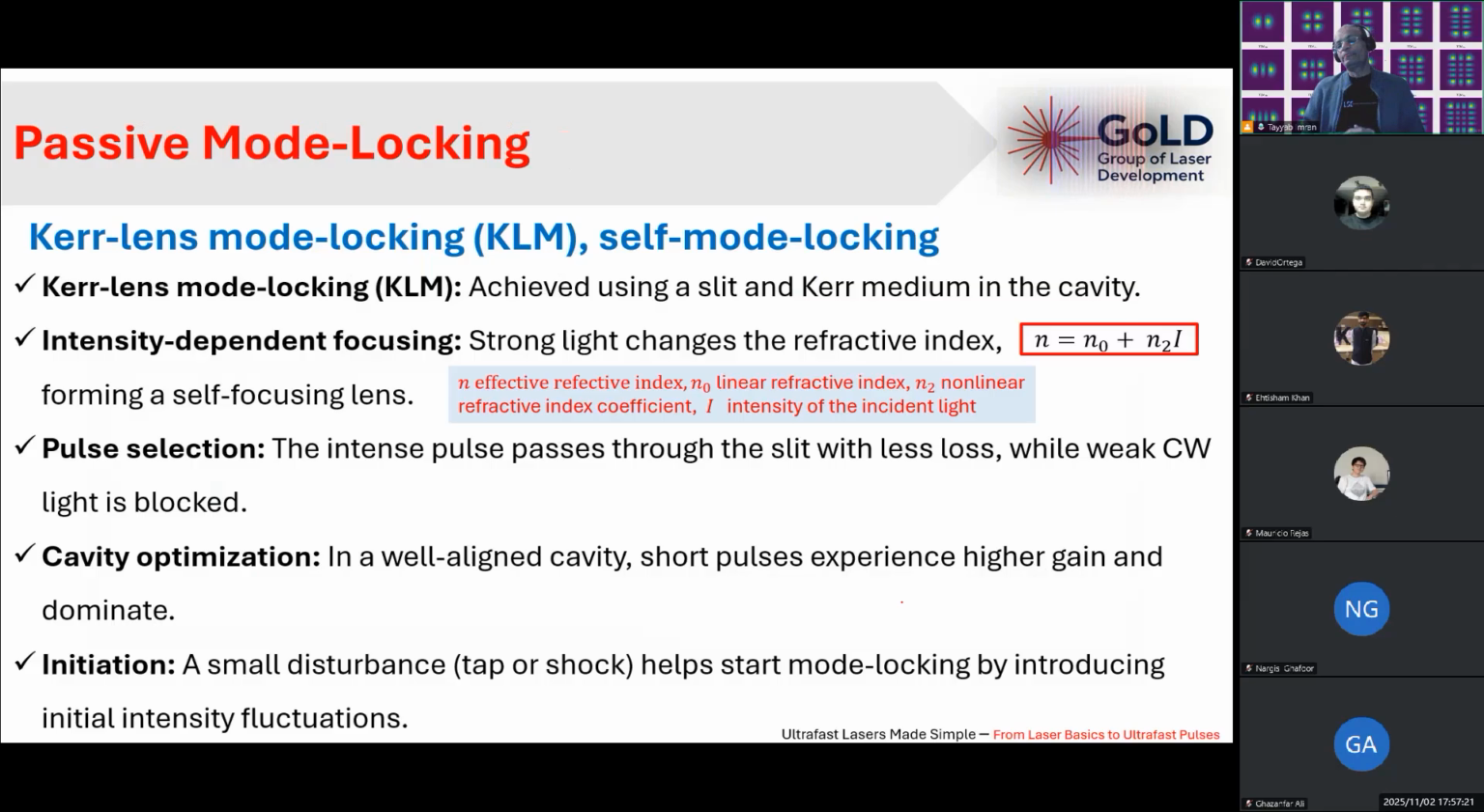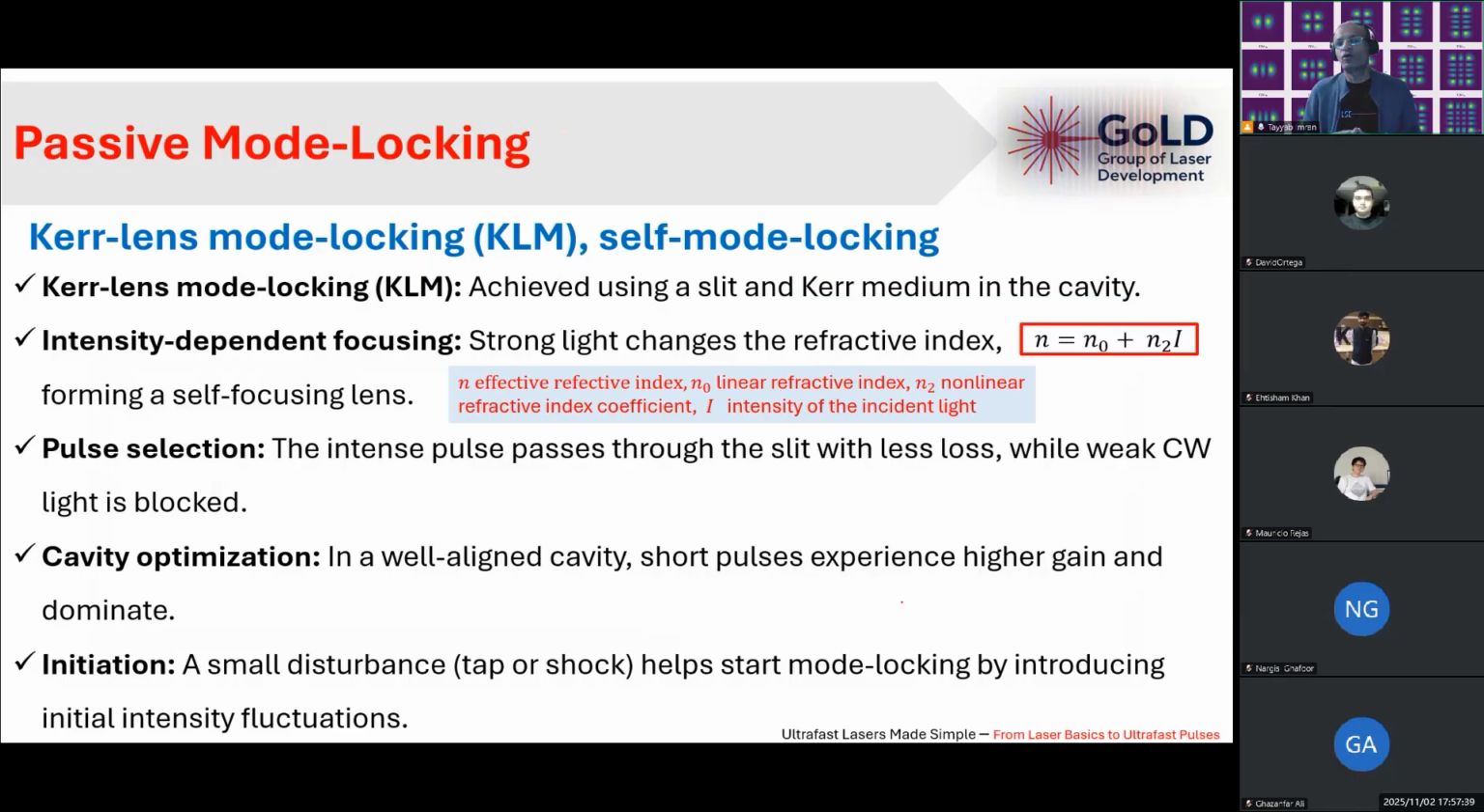Okay. The second kind of passive mode locking we call Kerr-lens. Kerr was a scientist actually, and Morcio knows the Kerr effect actually, he probably studied it.